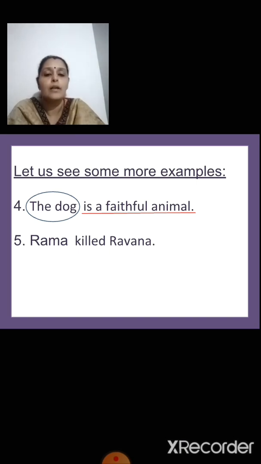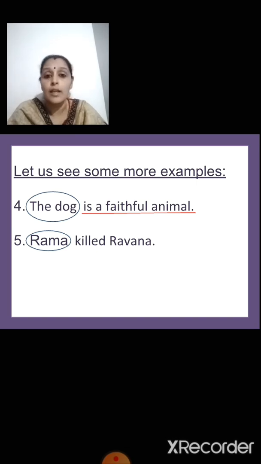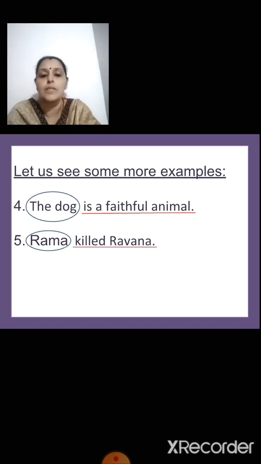Rama killed Ravana. Whom are we talking about? We are talking about Rama. So Rama is the subject here. And what did Rama do? What are we telling about Rama? He killed Ravana. So killed Ravana becomes the predicate.